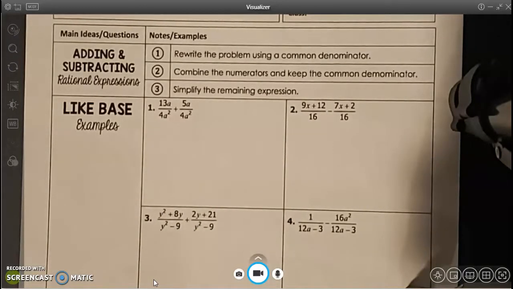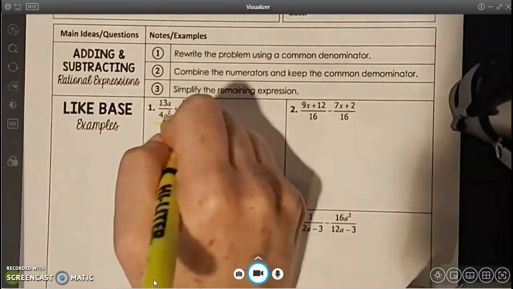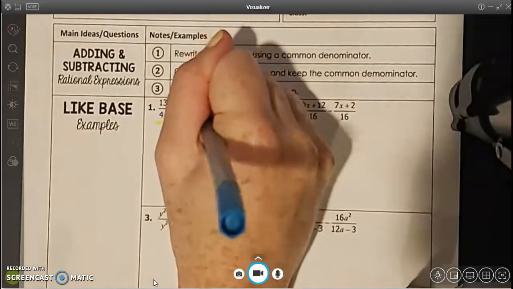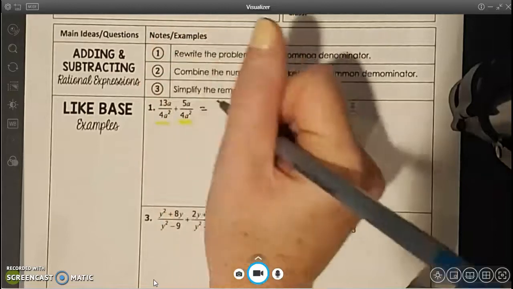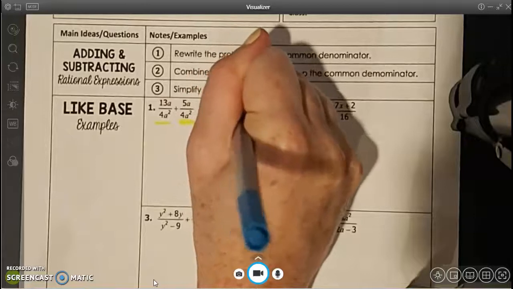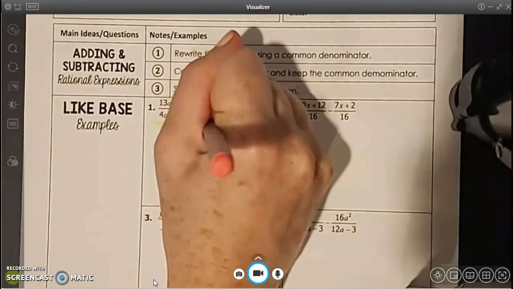All right, so let's look at number 1. First and foremost, do we have common denominators? Okay, 4a squared is equal to 4a squared, so yes, those are common denominators. So we are just going to add the numerators. 13a plus 5a is going to be equal to 18a. And then we just carry over the common denominator. So that's over 4a squared.